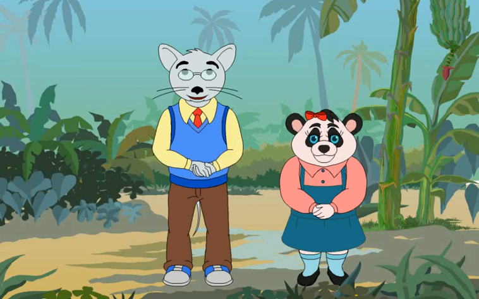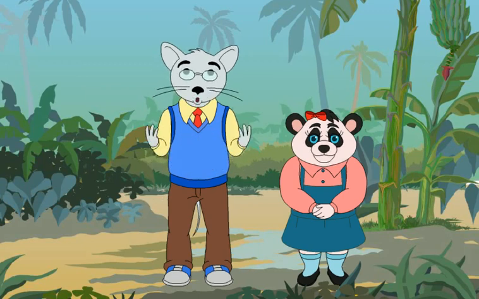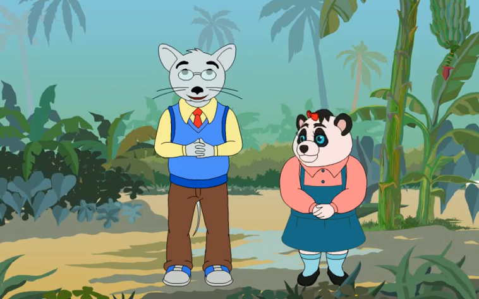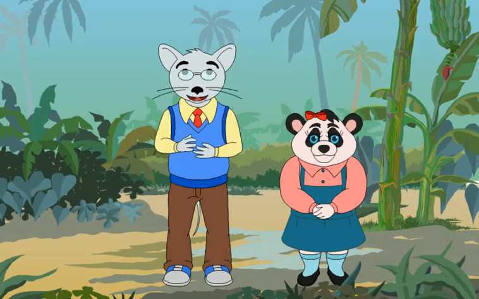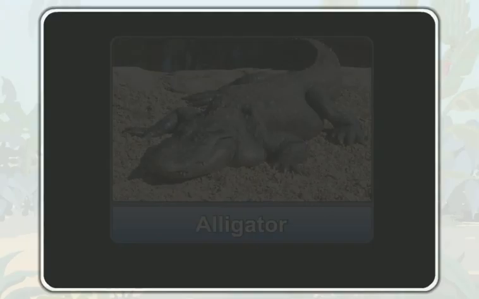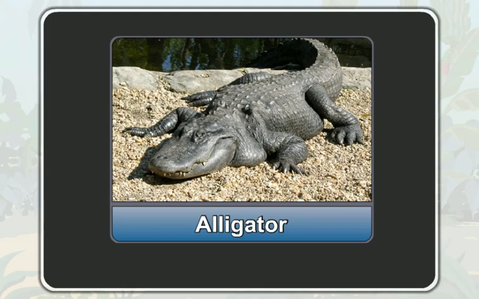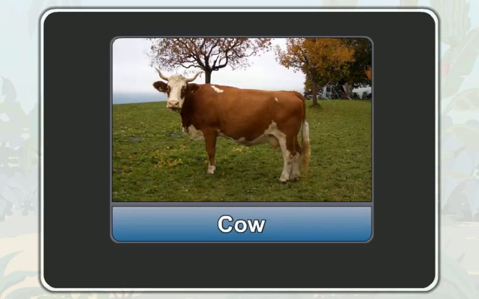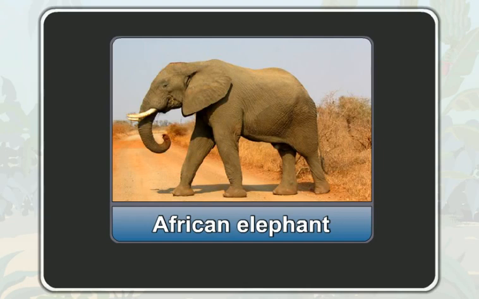Students, now let us discuss some more things about the living things. You all know that living things do not live forever. This is an alligator. It lives for 68 years. This is a cow. It lives for 22 years. This is an African elephant. It lives for 70 years.